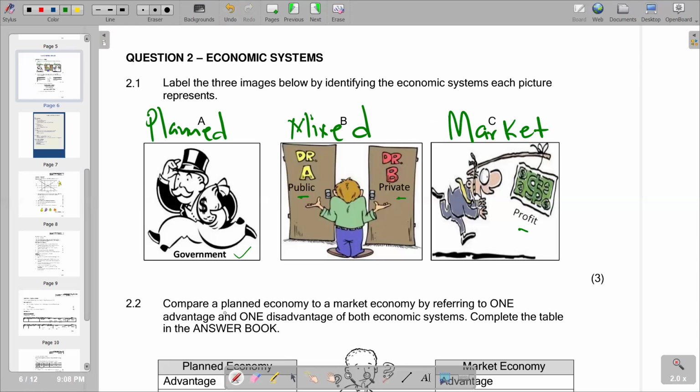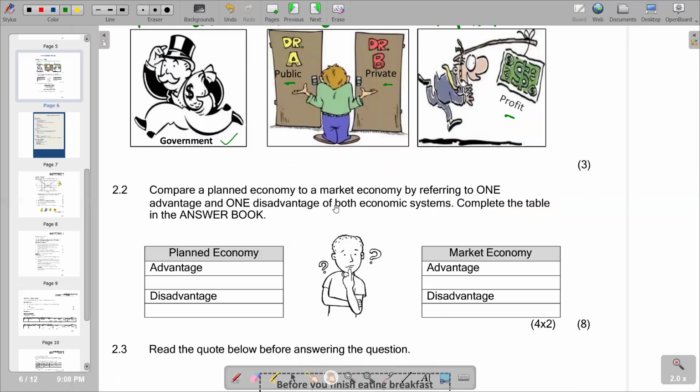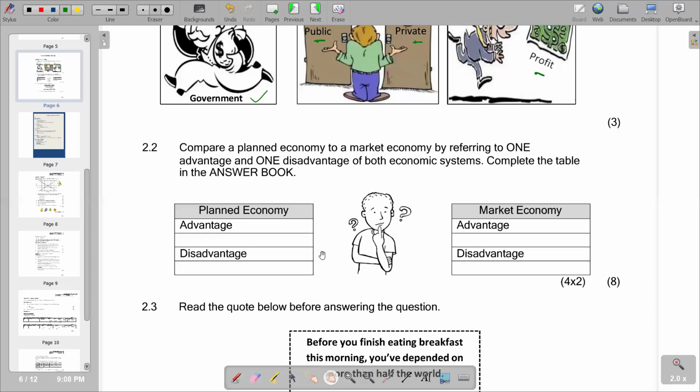From there, we go to the second part of our question, which is 2.2. It reads: compare a planned economy to a market economy by referring to one advantage and one disadvantage of both economic systems. Complete the table in the answer book. So we have planned and market economy, and we are supposed to come up with one advantage of planned and one disadvantage of planned, and the same applies to market economy.